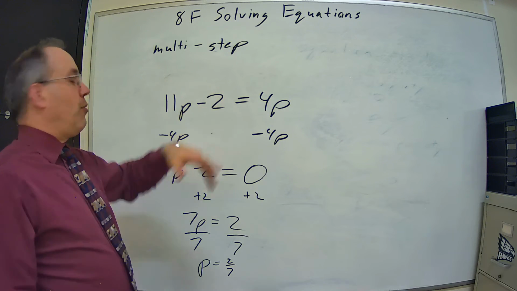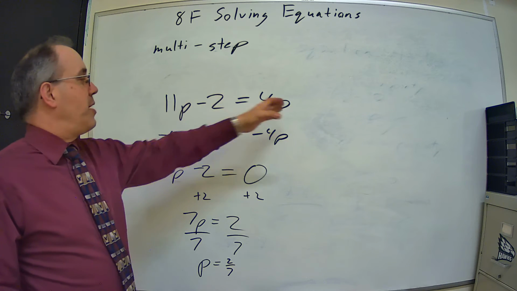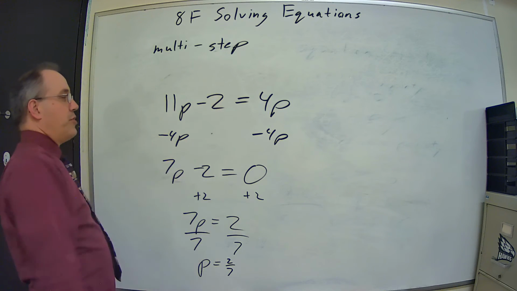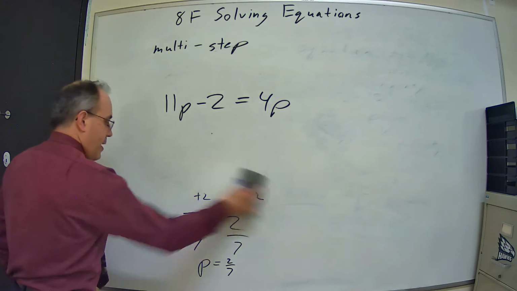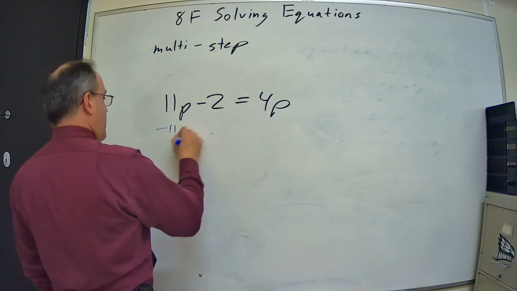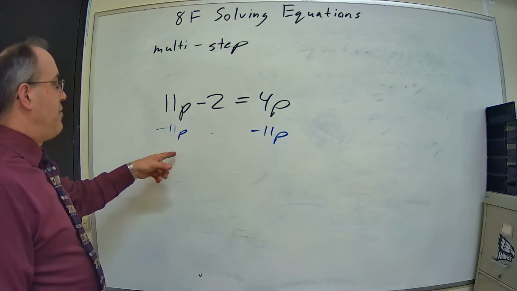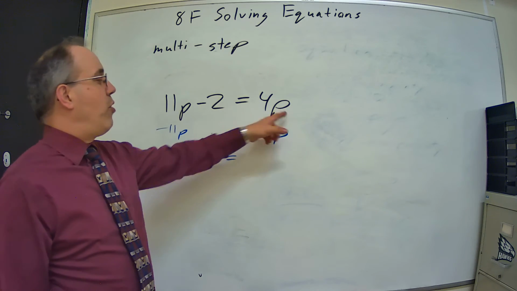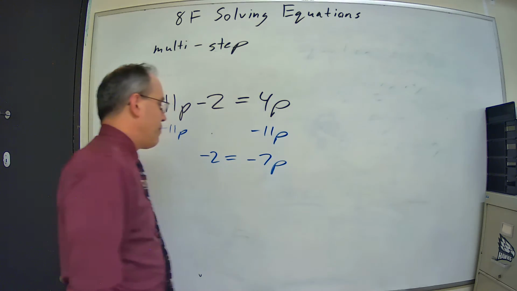Well, actually, I'll combine the like terms again this time, but I'm going to combine them the other way so that they're already there and I don't have to move the 2 later. So I come in here and I subtract 11p from both sides, minus 11p, minus 11p. 11p minus 11p, that's 0, so that's good. So we have negative 2 is equal to 4p minus 11p, which gives me negative 7p.